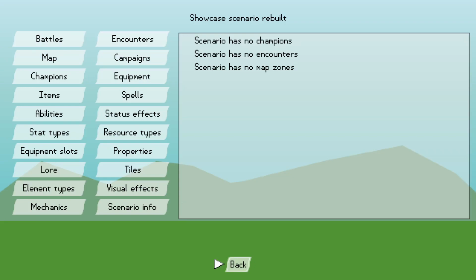So where do I start? This is my first real usage of the editor now that it's full-featured. I think it's full-featured. There might be problems. We're going to discover them. So my pseudo to-do list here says scenario has no champions. That's a great place to start.